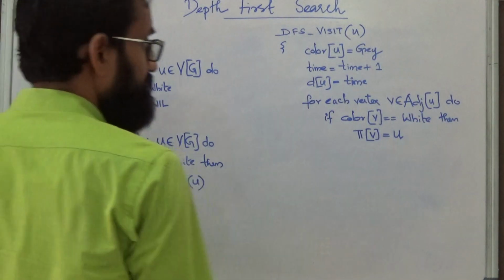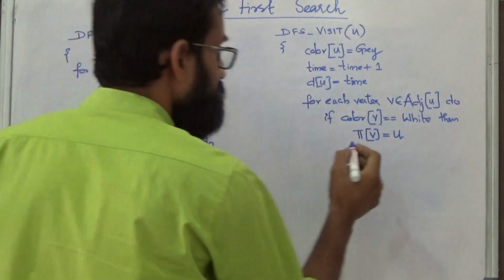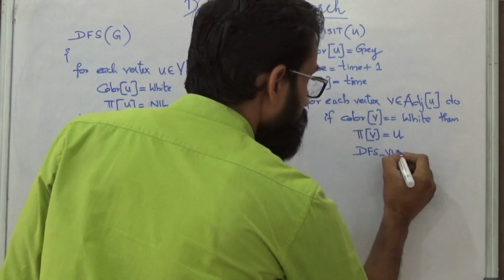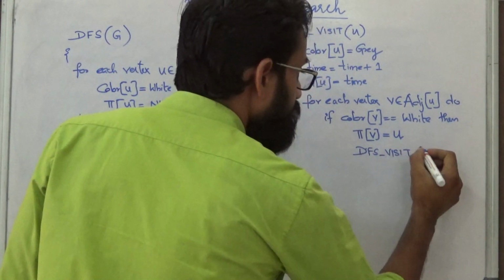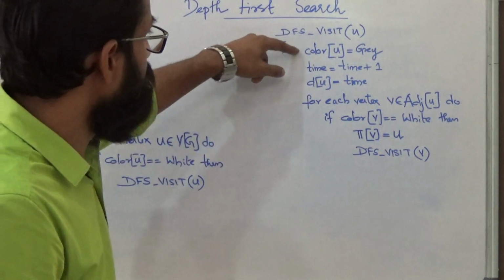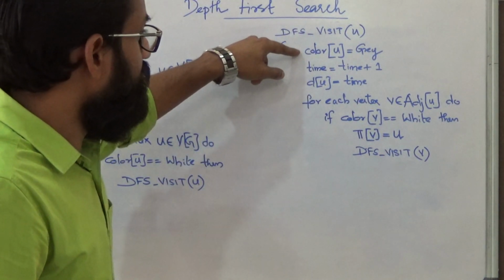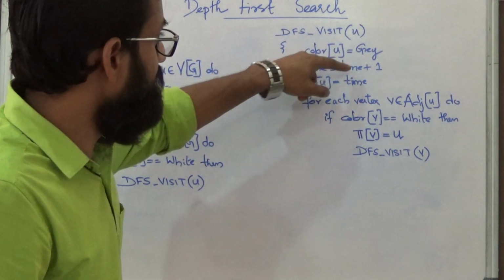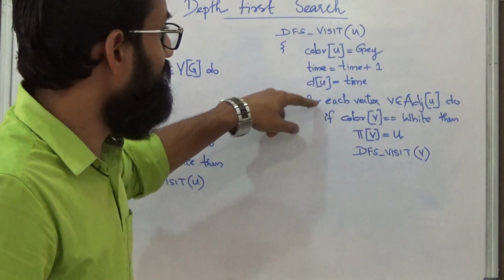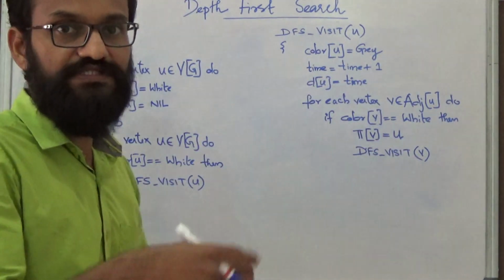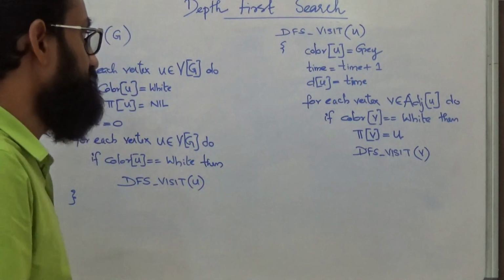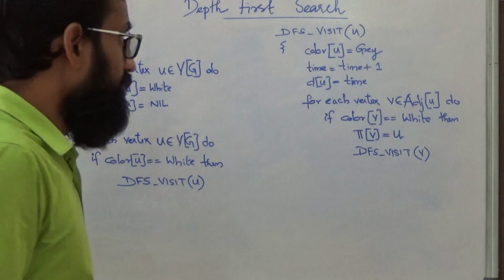So after setting the predecessor, you can call this procedure recursively. You are going to invoke DFS visit with respect to v. So control will transfer to this point. Color of v will be set as gray, time will be incremented by 1, then discovery time of that v will be set as the current time, and again it will take the adjacent vertex of v. So this process will be executed recursively.